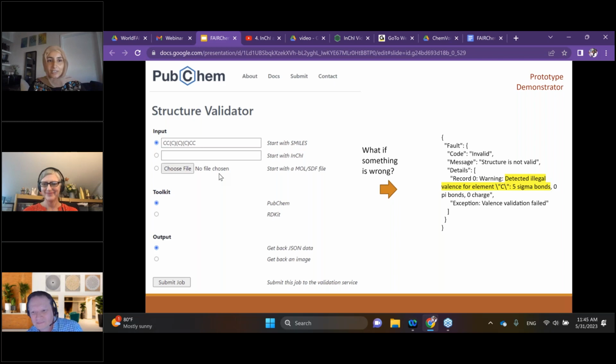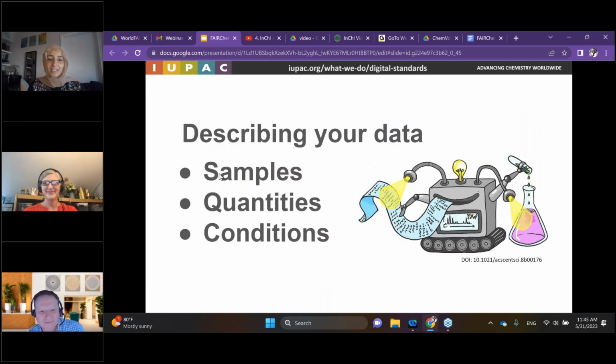All right, so that moves us to the next question, and this question goes to Leah, which is about describing samples. I know you mentioned already that samples could at some point have a digital object identifier as well, and it doesn't seem that it's very straightforward. It's a very complex topic.